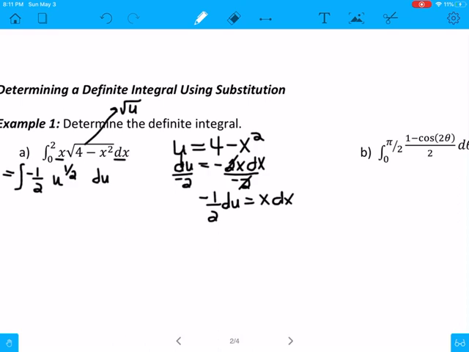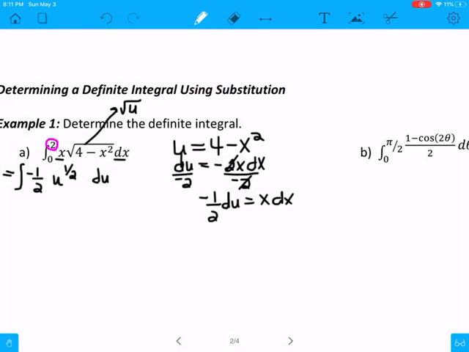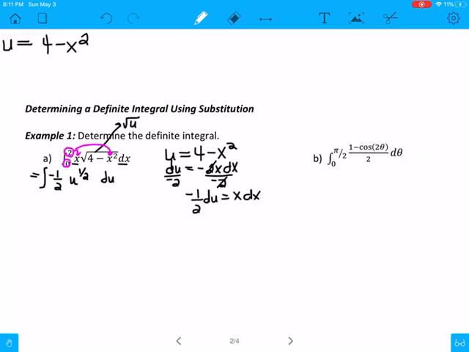Everything's the same. The catch is I can't put from 0 to 2 because, and this is where you guys are going to make mistakes, you can't go from 0 to 2, because 0 to 2 gets filled in for x's. Do I have x's anymore? No. So here's the extra step, and that's why I wrote the u up here. I need to find out what this 0 and 2 is in u's.